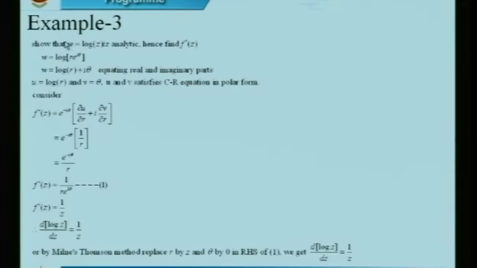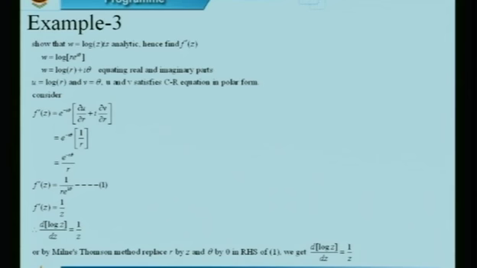In the previous class, we found analytic functions of various complex functions and their respective derivatives. Today, I will take up the problem that I left in the previous class: show that W is equal to log Z is analytic, hence find f dash Z. Here I use the polar form to find the derivative and analytic property of this function.